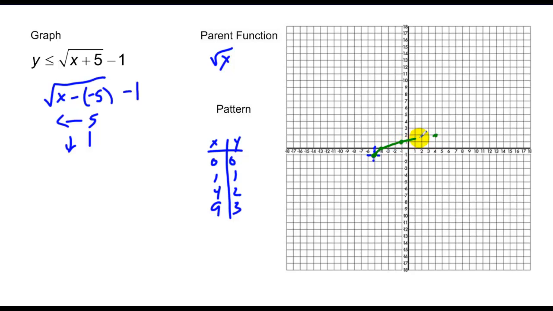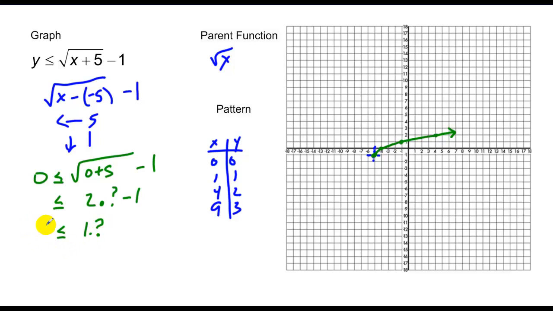I draw this graph, and then what I have to do is check a sample point because we've got shading going on. Once again, I'm going to check 0, 0. So I'll see if 0 is less than or equal to square root of 0 plus 5 minus 1. This is some number bigger than 1, I'm going to say it's 2 point something, minus 1, which still equals some number greater than 1. I don't know what it is, but is that greater than or equal to 0? You bet. So 0, 0 exists in the shaded region.